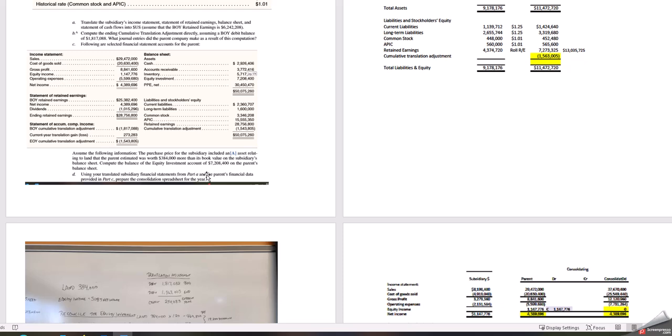Compute the balance of the equity investment account, which again on the parent's book shows $7,208,400. And then prepare the translated financial statements, again using this as what we just calculated here above as our subsidiary's numbers.